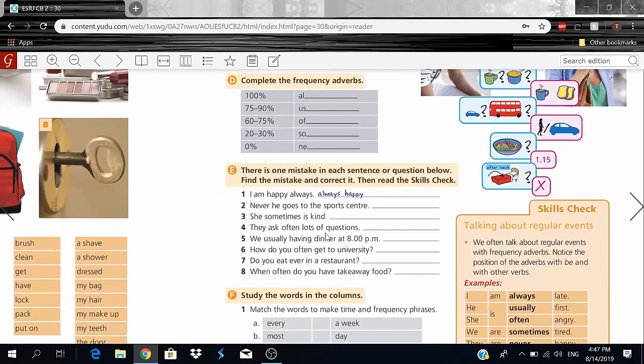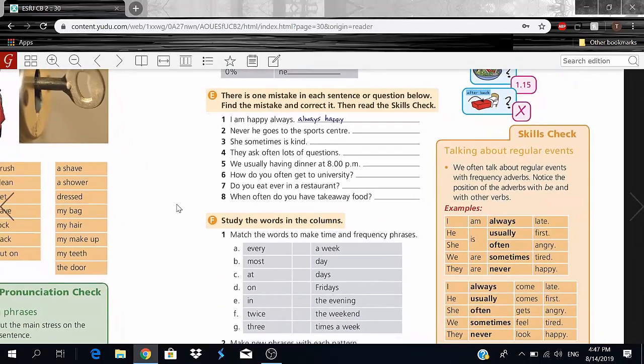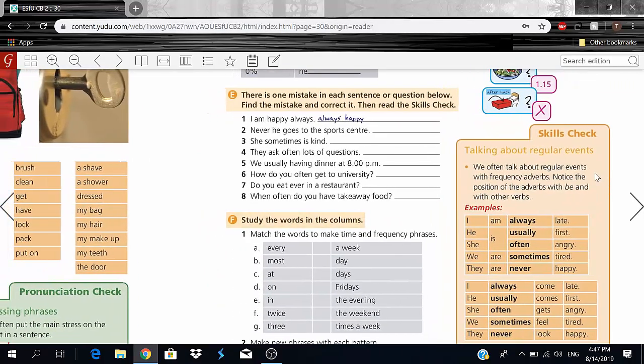Before we do that, let's actually check out the skills check here. Here we have talking about regular events, so things that people do on a daily to a weekly basis. We often talk about regular events with frequency adverbs, so we use frequency adverbs when we talk about regular events.